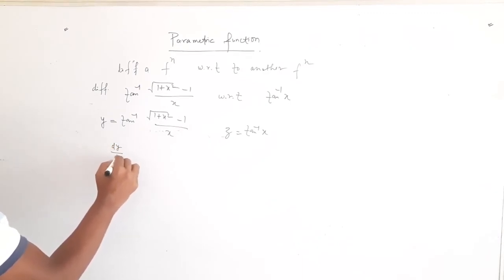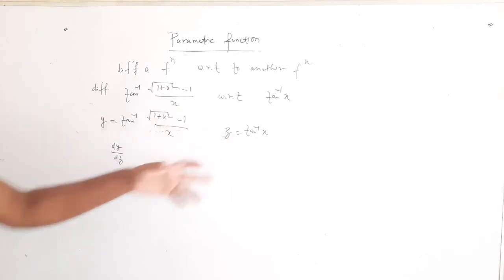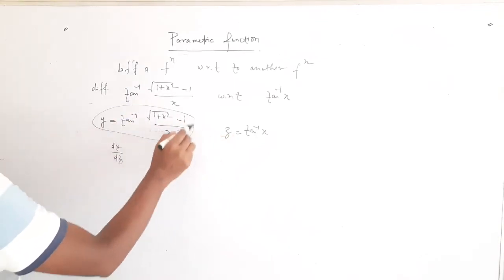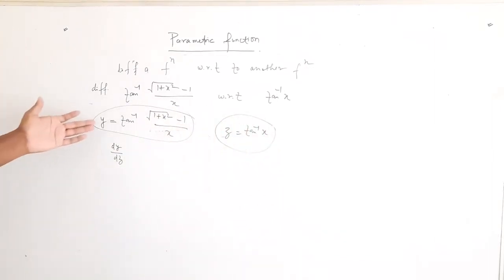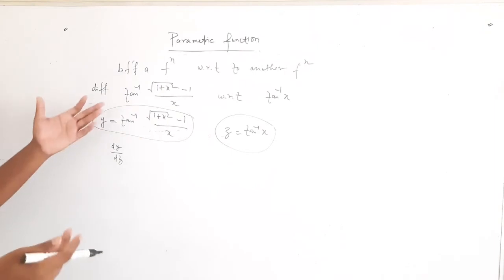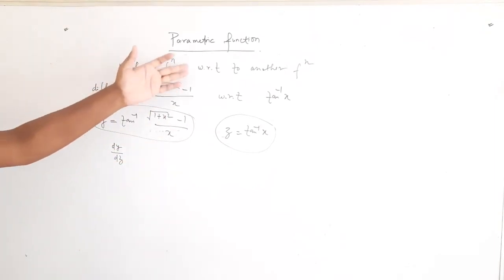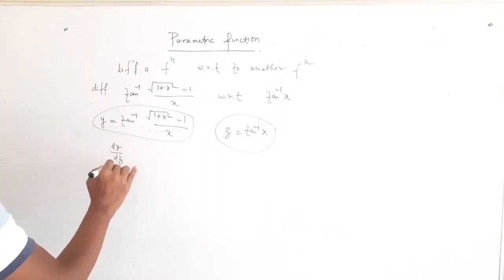What does it become then again? dy by dz. Differentiate y with respect to x, differentiate this with respect to this. Because y is a function of x, first you find dy by dx and then you find dz by dx and then divide dy by dx over dz by dx, and this is called parametric form. Otherwise you are saying this differentiation of a function with respect to another function. This is another way of saying the same thing. So here I solve first dy by dx.